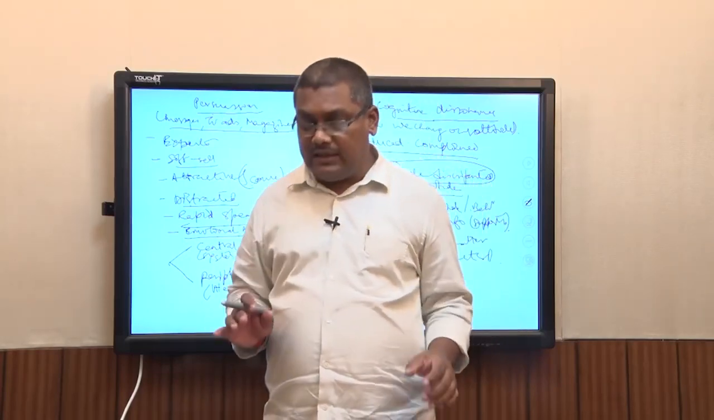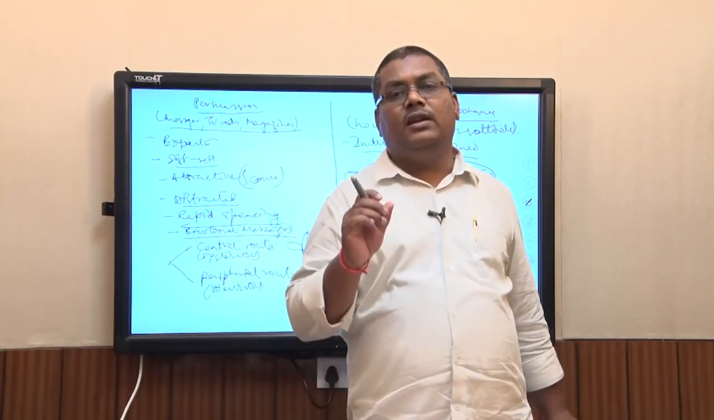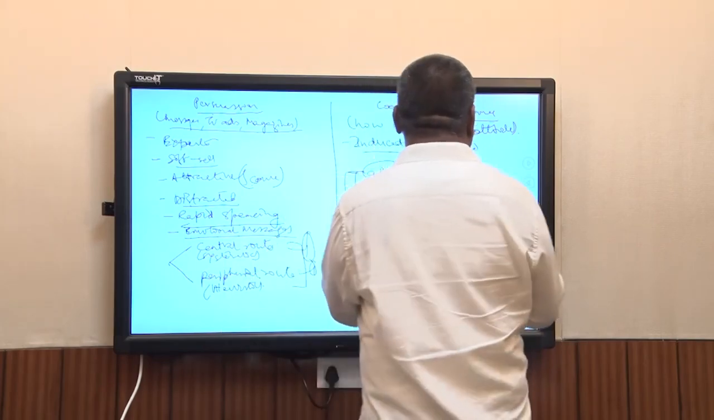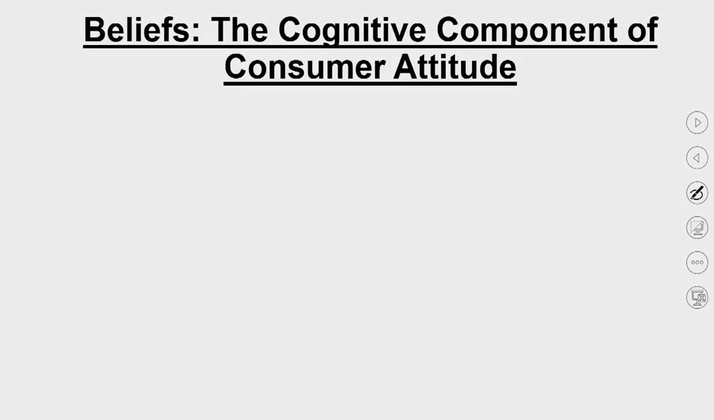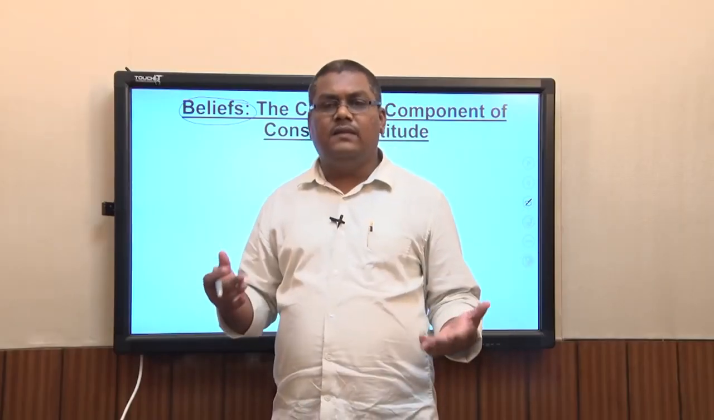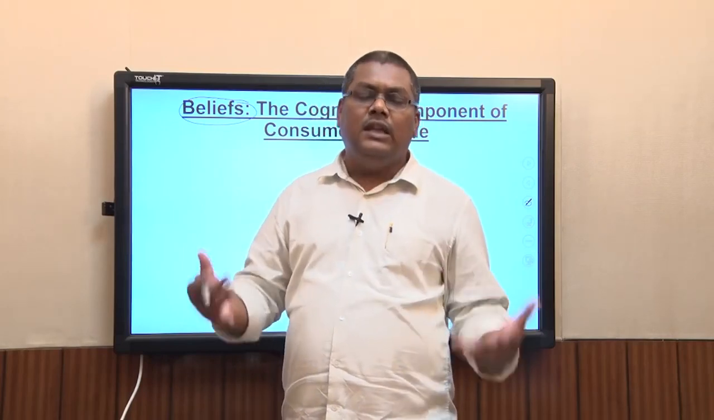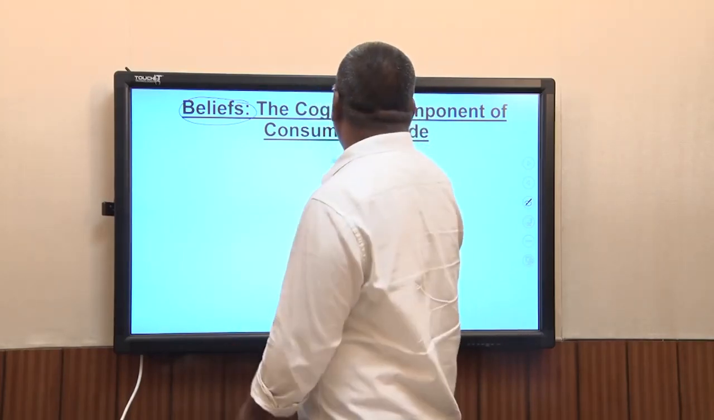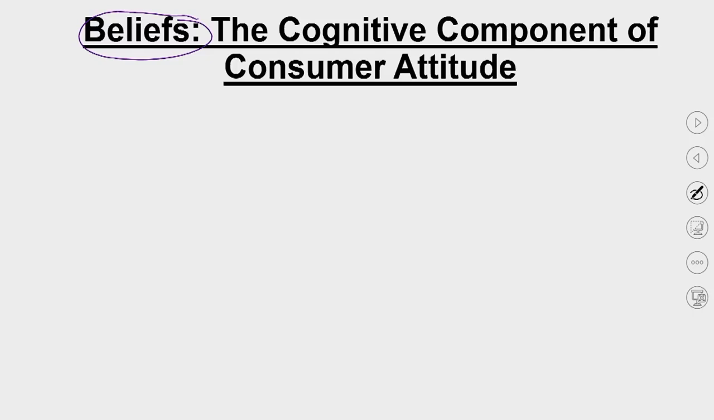So this is basically what is attitude, and this is basically how attitude really functions. So let's go into the idea of attitude and how these attitudes really work in the realm of consumer behavior. Let's start with the first factor, which is called belief. And as I said, what is belief? Belief is the cognitive component. This is the knowledge component. What you know about a product, what you know about a particular service, what you know about a particular issue at hand, that is what belief is. So belief is the cognitive component of consumer attitude.